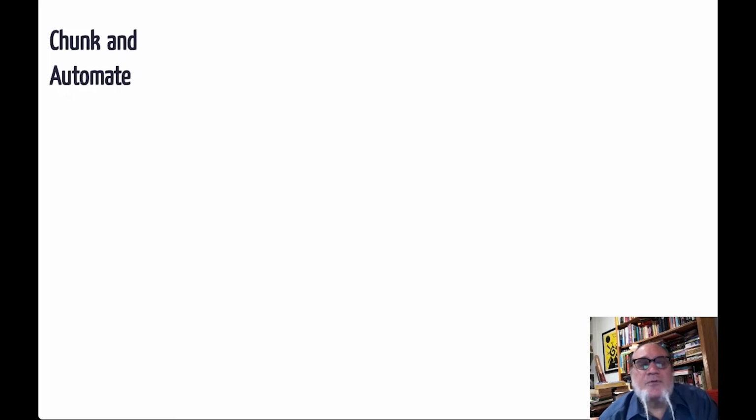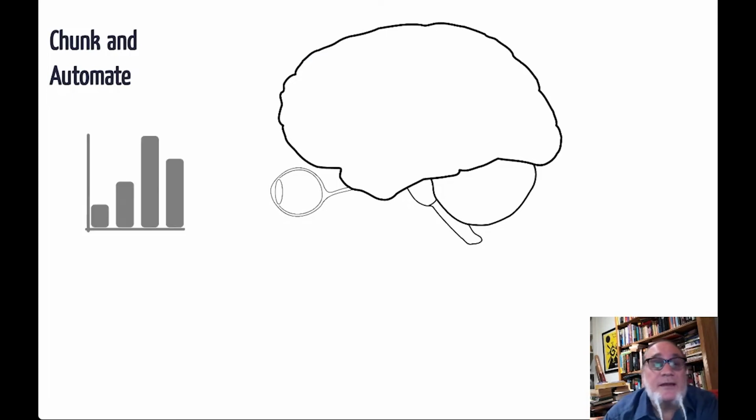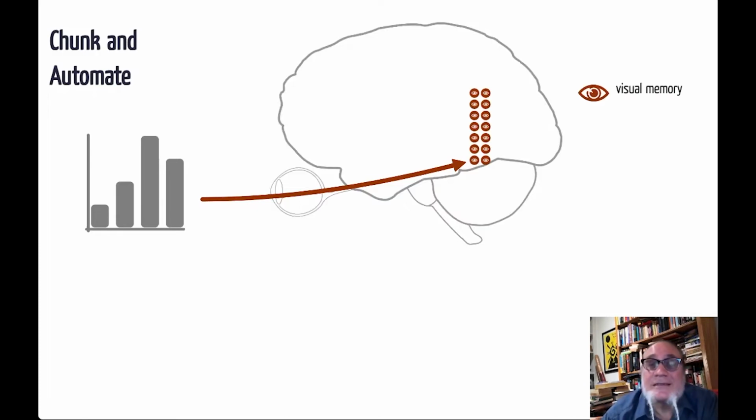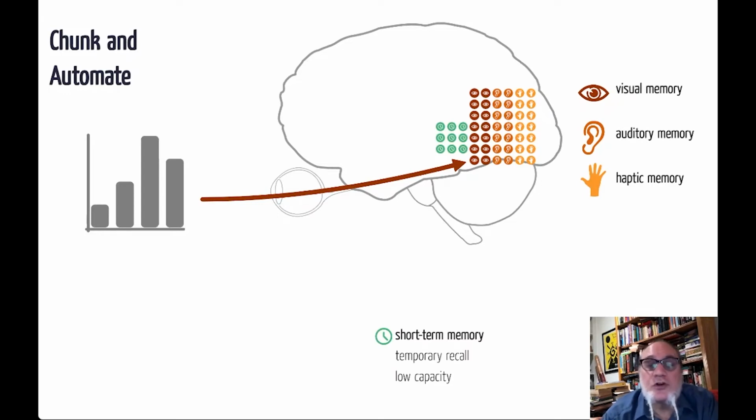One of the underlying principles of memory and thus cognitive load theory is the idea of chunking and automating. So we've got our brain, and then we've got our environment. Our environment is unlimited. There's an infinite amount of stuff in the environment. And some of that stuff comes through our senses into our brain, whether through the eyes, the ears, the sense of touch, and then it passes into our short-term memory, and that's got temporary recall and low capacity.